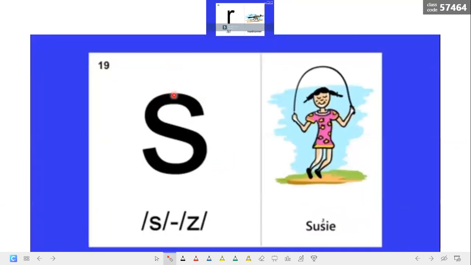The letter S has 2 sounds. It is S or Z. And the word Susie shows both sounds here. Number 19. Susie.